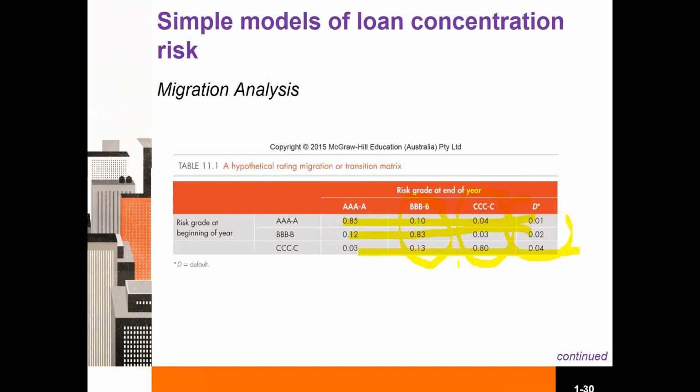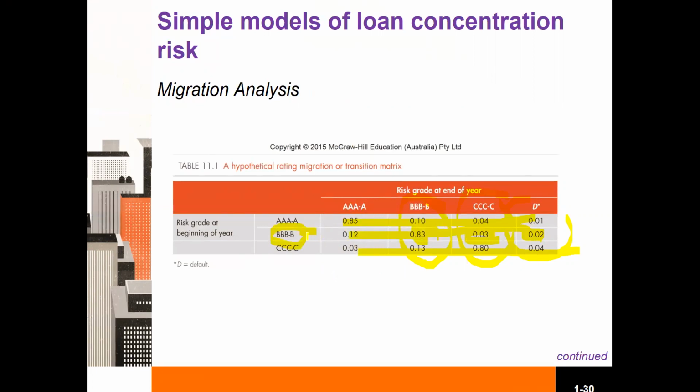Let's say you are considering a loan that started the year with a rating of triple B. Historically, on average, 12% of these triple B rated loans are upgraded to triple A at the end of the year, 83% of them remain the same, 3% are downgraded to triple C, and 2% are downgraded to D. So this shows the probability at which a loan is upgraded and the probability at which it's downgraded at the end of the year.